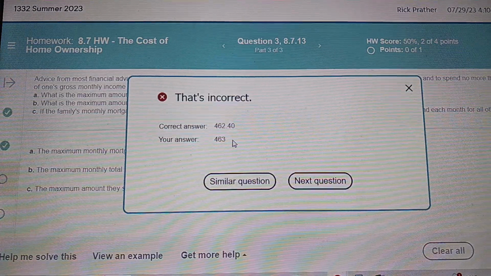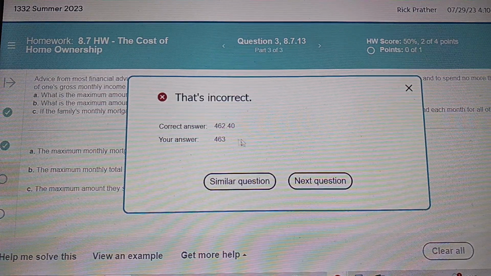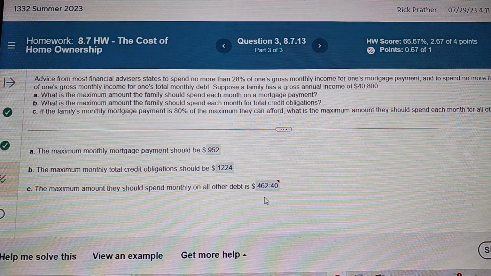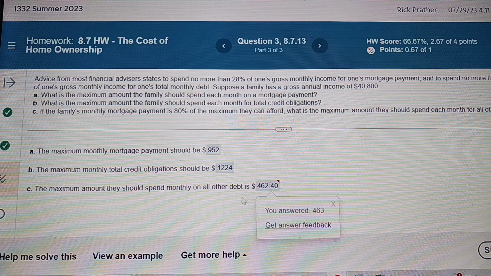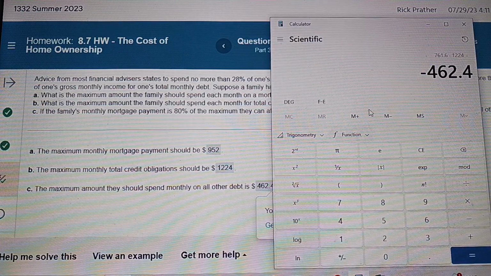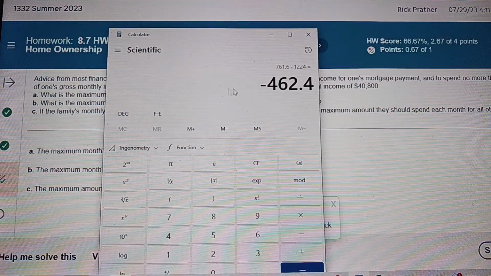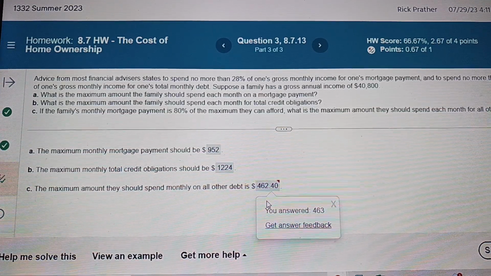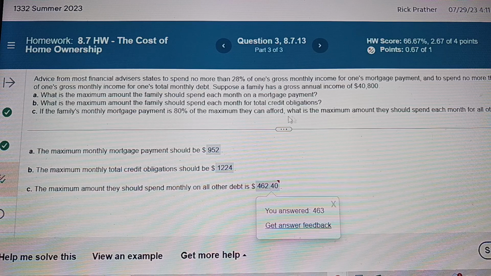Okay, so they wanted the dollars and cents, even though it said dollars for the other stuff. So yeah, see, I had it right here. I just thought they wanted it rounded to the dollar. 462 and 40 cents. That was the answer. At first I put 462 in and it was wrong. I tried 461 and 463, but I don't see where it says round to the cent on this one though. That's weird.